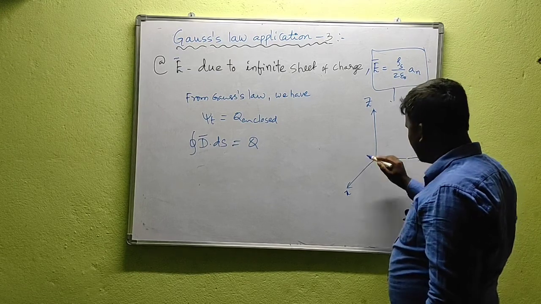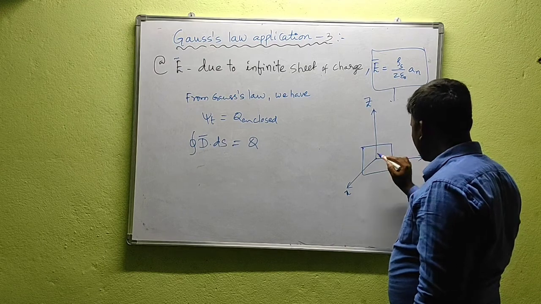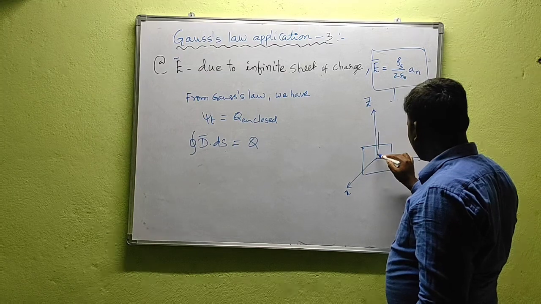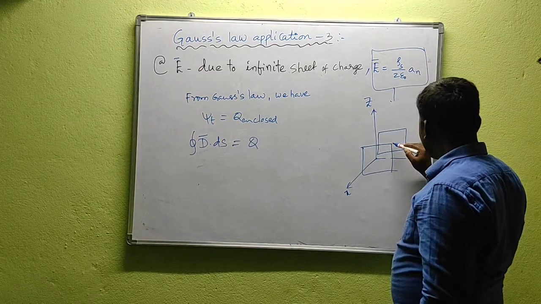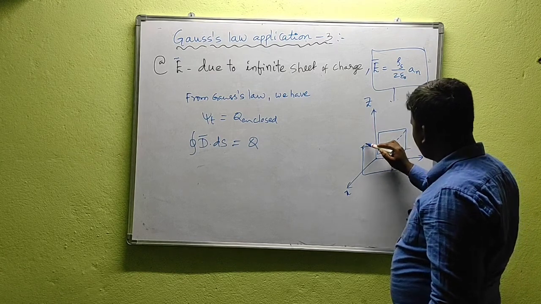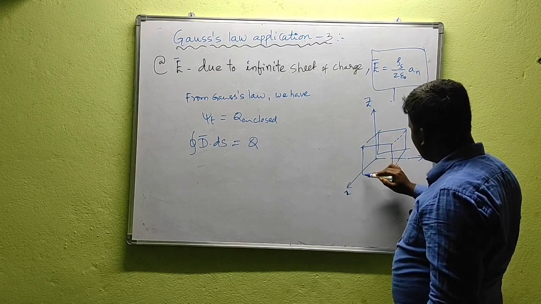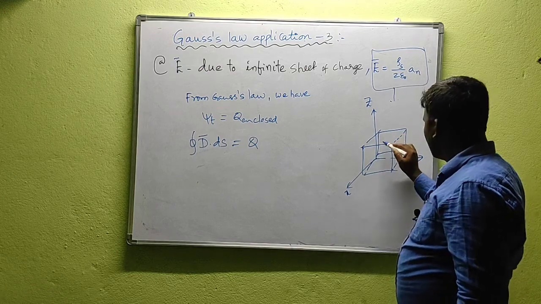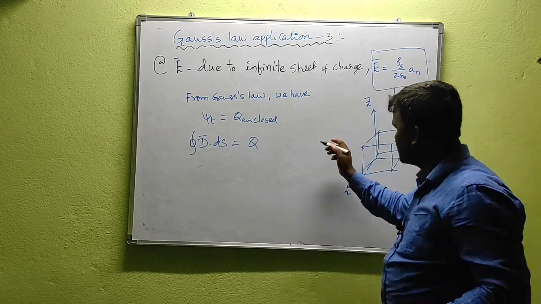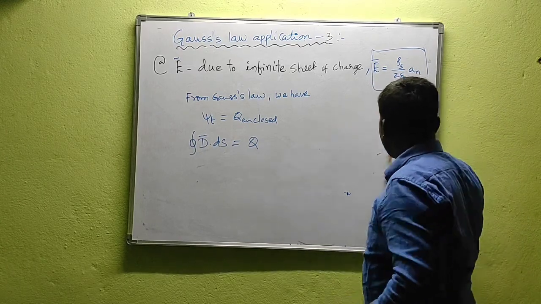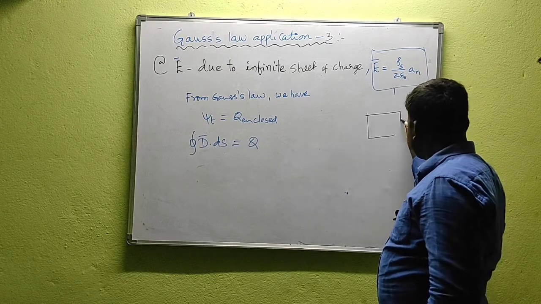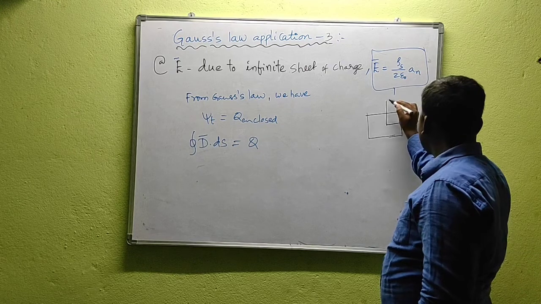Let us take the rectangular box here itself. Join these, and this one and this one. So you have this area, or else I will draw this rectangular box here itself. This is our rectangular box.